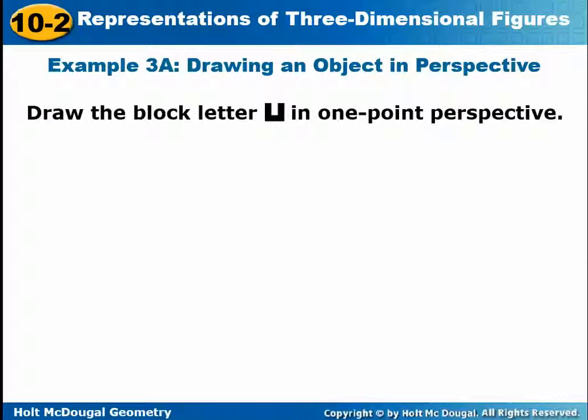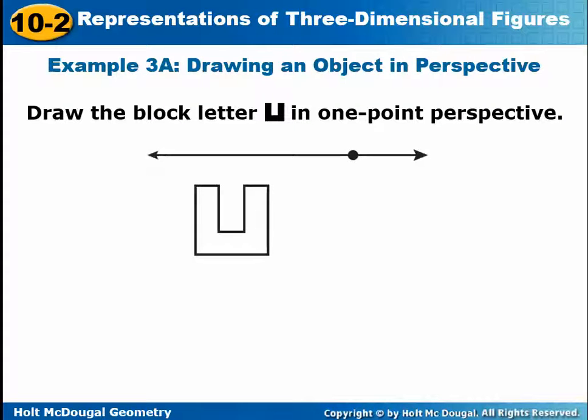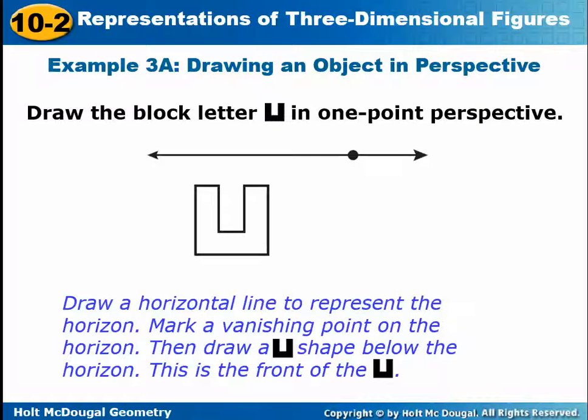This is just an example of drawing a block letter U in one-point perspective. So you would start by drawing the letter U, and a horizontal line above it is representing the horizon. Mark a vanishing point on the horizon. Then draw the U shape below the horizon. This is the front of the U, so that's where you're looking at it straight on.